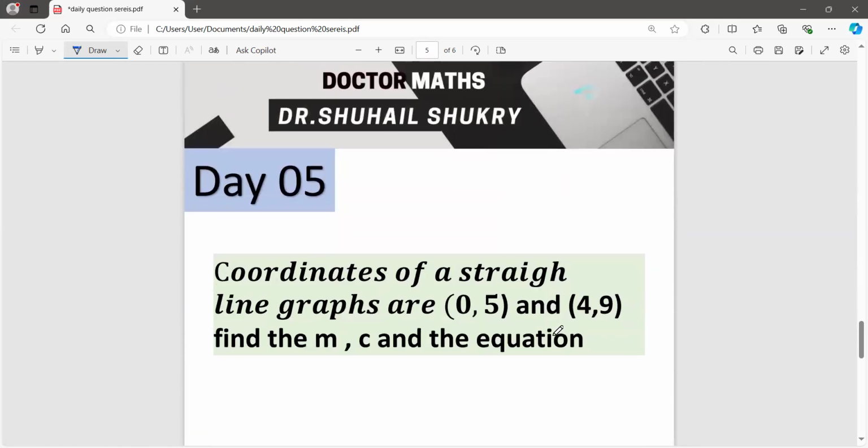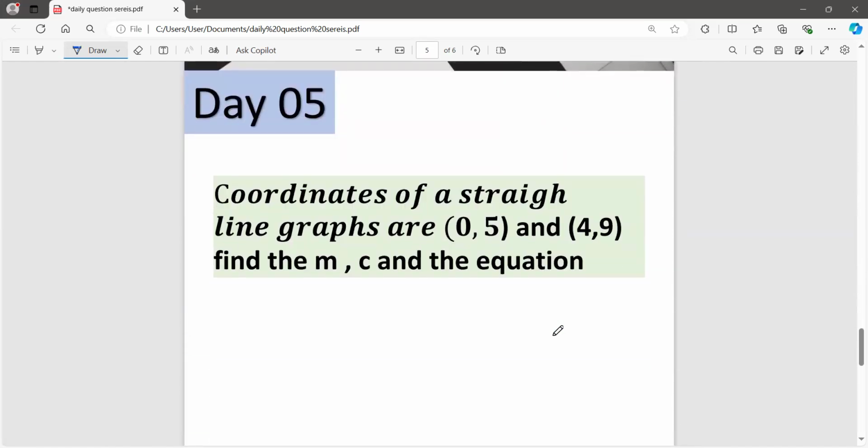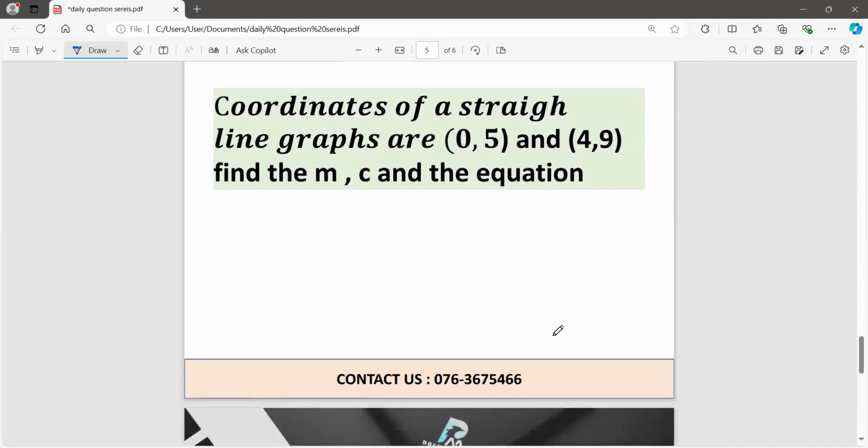Day 5. Coordinates of a straight line graph are (0, 5) and (4, 9). Find the m, c and the equation. So now coordinates of a straight line graph (0, 5) and (4, 9) mean these are the x and y values of a straight line graph. This is the x and y value.